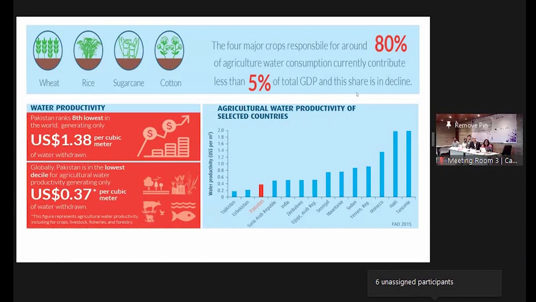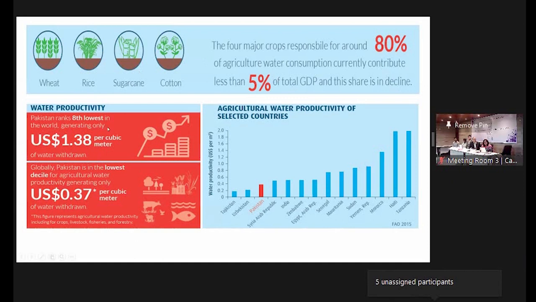Whatever water we have in the case of Pakistan, around 80% of the agriculture water is consumed by our four major crops, which comprise wheat, rice, sugarcane, and cotton. But once we look at their share in the GDP, it is only 5%. That shows that the productivity of water is quite low.